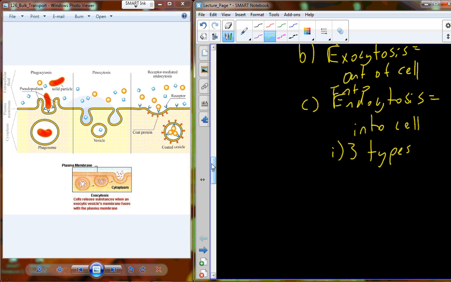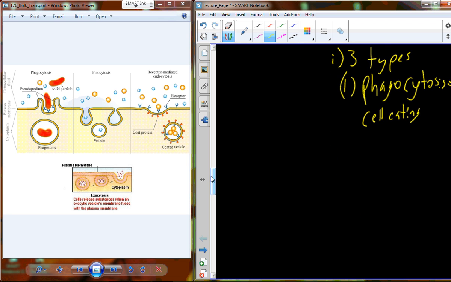The first type is when we have solid particles, and we form this invagination where we go up to the cell membrane and we grab onto a bunch of solid material and pull it in. The Latin for eating is phago, so we're eating solid food here, the cell is, and so we're going to call that phagocytosis. You eat solid food, the cell through phagocytosis pulls in solid material.